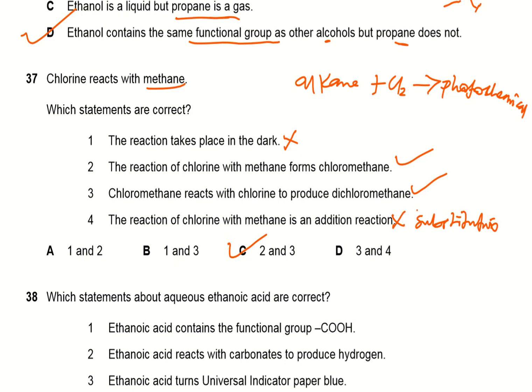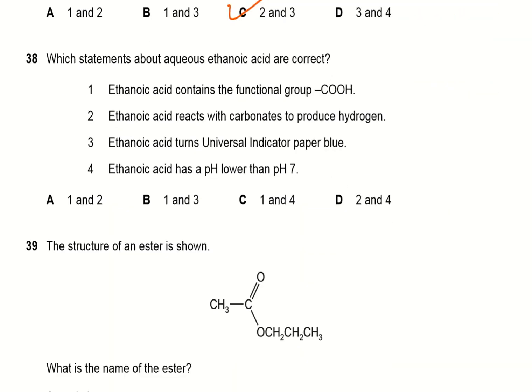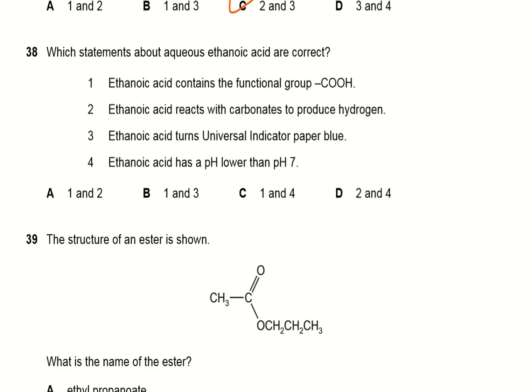Question 38. Which statements about aqueous ethanoic acid are correct? Ethanoic acid contains the functional group. Yes, that's correct. Ethanoic acid reacts with carbonate to produce hydrogen. No, acid reacts with carbonate to produce carbon dioxide. Ethanoic acid turns universal indicator blue. No, acid reacts with universal indicator paper to form a reddish or orange color.